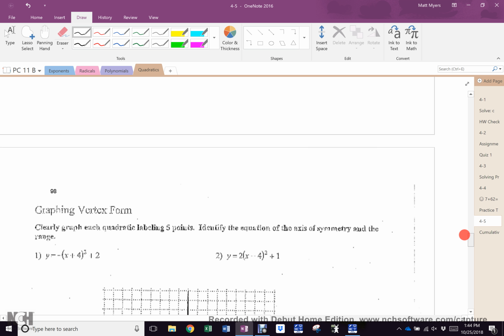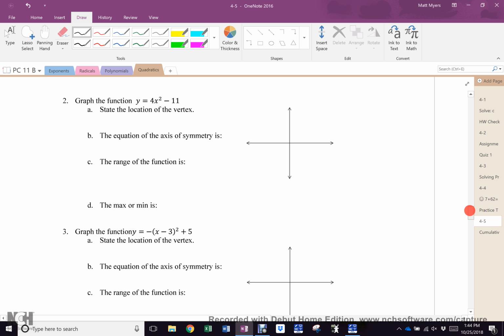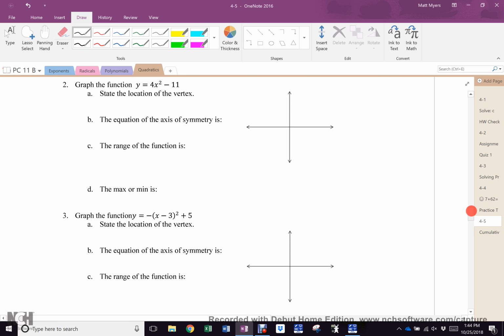There's 4 of these. That is all I want to do today. So we're going to go through these 4, and then I'm going to make you practice some on your own. I'm going to do 2, then I'm going to start asking you about 3.